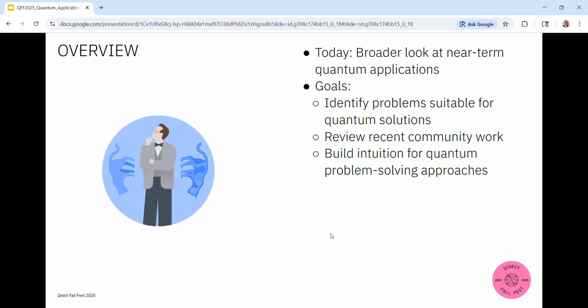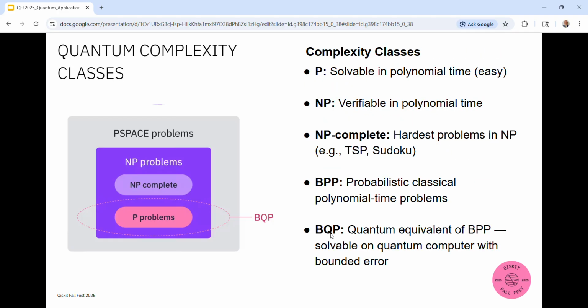So we're taking a broader look at some of these near-term applications, and we're going to talk about the suitability of a quantum computer for certain styles of work. Quantum complexity classes. Oftentimes we hear people talk about P versus NP. There's problems that are solvable in polynomial time, and there's problems that are verifiable in polynomial time. Then we have NP complete, which is like the hardest class of problems. These are problems that have that factorial complexity.